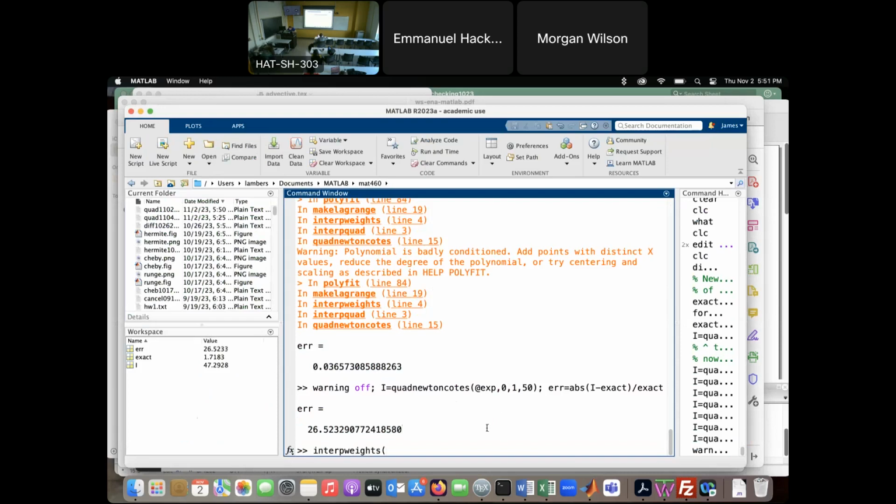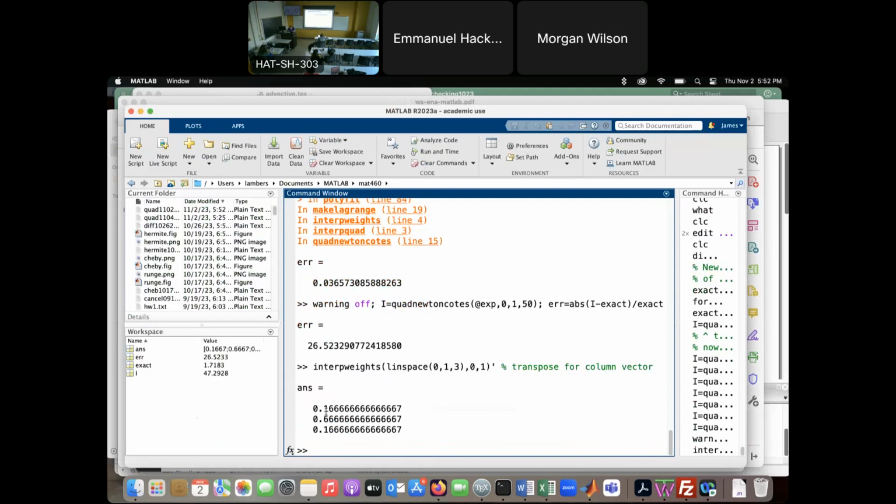So, interpolatory weights. I'm going to get the Newton-Cotes rules, so I'll use linspace to generate the nodes. I'll just do Simpson's rule first. So here are the nodes. That's the first argument it takes, and then the endpoints, 0 and 1. And the function will return a row vector, which I don't want. I want a column vector. So I'm going to transpose the result. All right. So here are the weights.